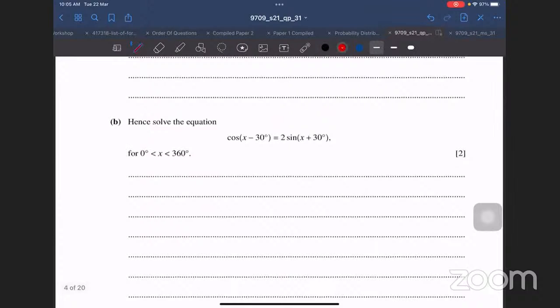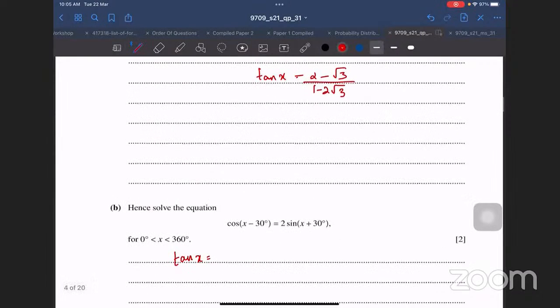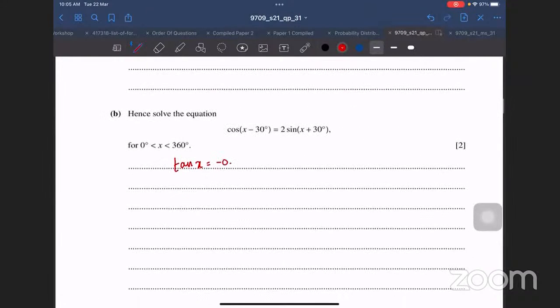Then it says hence solve the equation. So I can use this expression. What I need to do is convert this expression into a decimal just to know which quadrant tan x is in. So I get 2 minus root 3 over 1 minus 2, which is minus 0.1087.